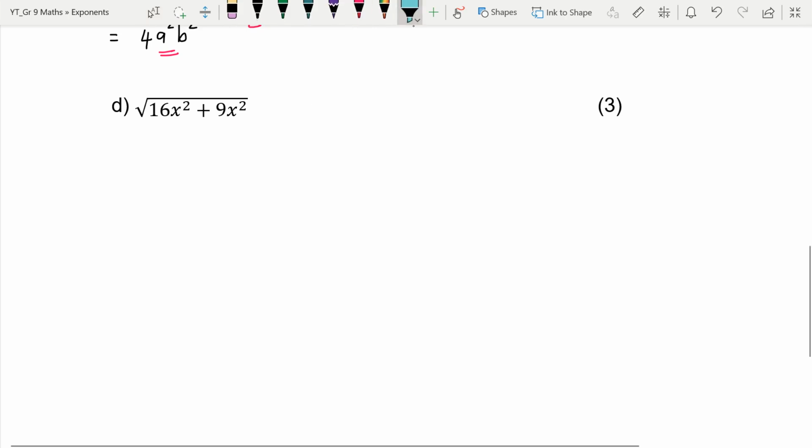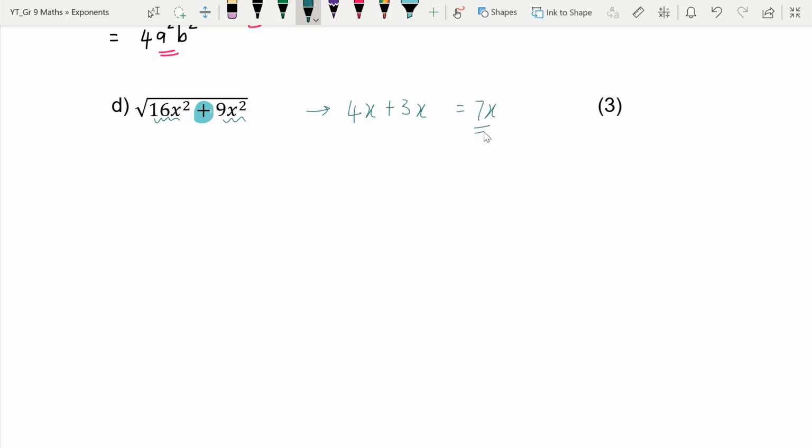Now, grade 9s, note with this one over here that we have got that plus in between. I see students do this all the time, where their instinct is to say, well, that is a perfect square and that is a perfect square. So this answer would be 4x plus 3x, and then I guess they would put it together and say that that is equal to 7x.